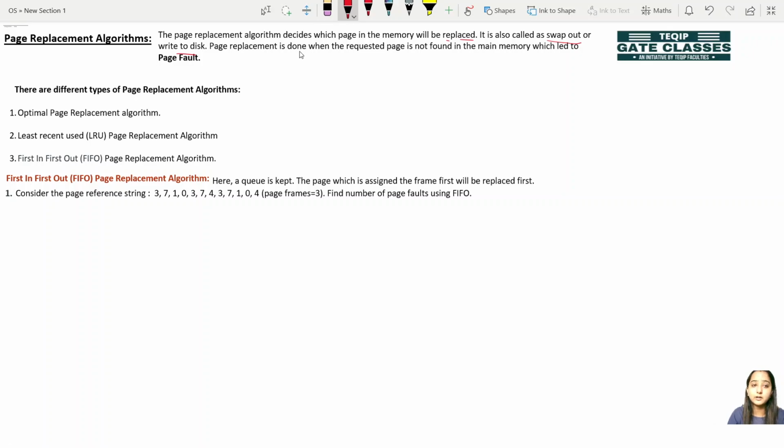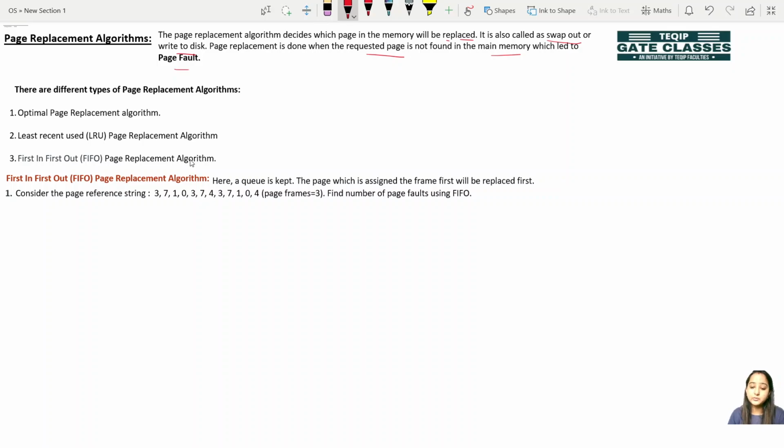Page replacement is done when the requested page is not found in the main memory, which leads to a page fault. To handle this, so that there are fewer page faults, we have different types of algorithms: the optimal page replacement algorithm, the least recently used algorithm, the most recently used algorithm, which is just the opposite of LRU, and the first in first out page replacement algorithm.